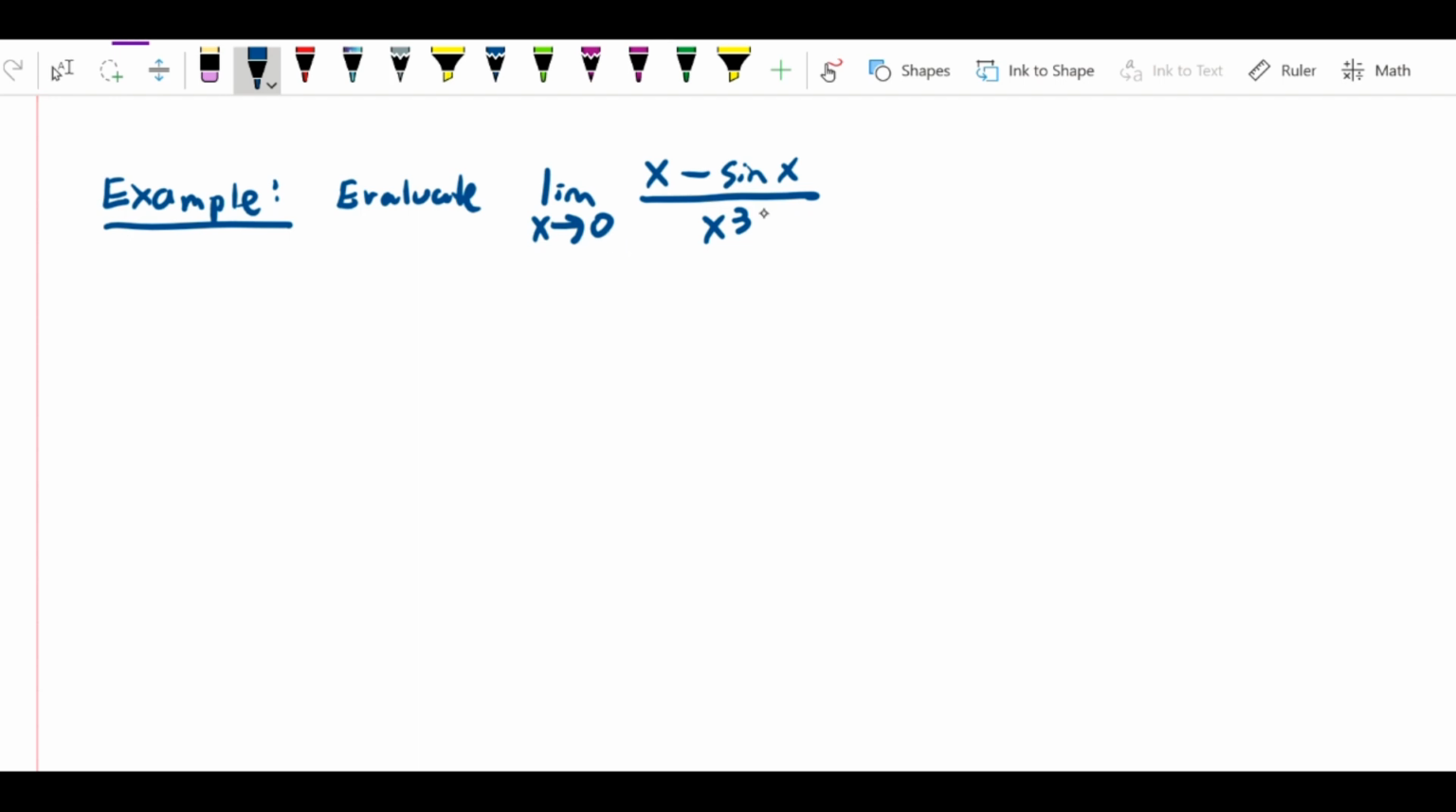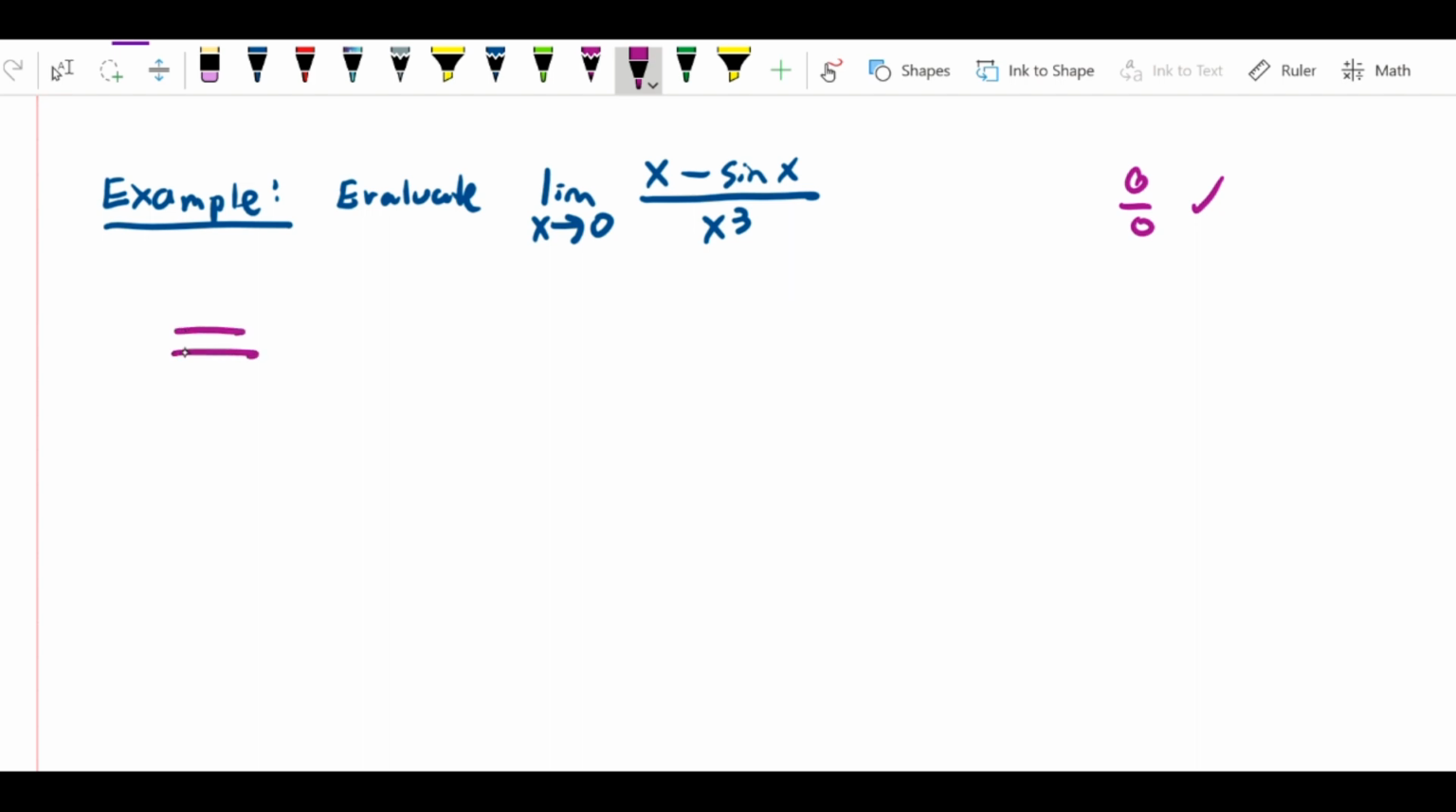What we can see is that substitution is going to yield 0 minus 0, because sine of 0 is 0, so we get 0 minus 0 over 0 cubed. So substitution in fact does give us 0 over 0. So we can check that off. We do have a 0 over 0 limit.